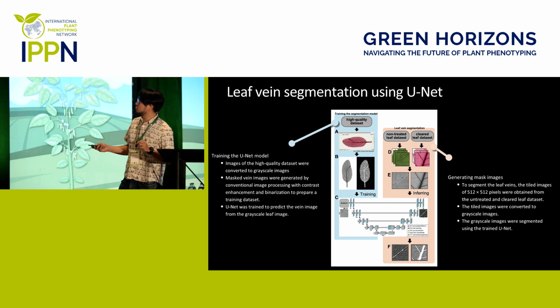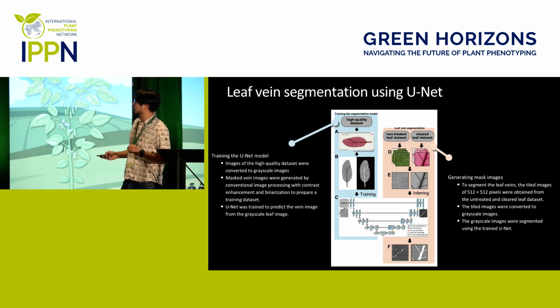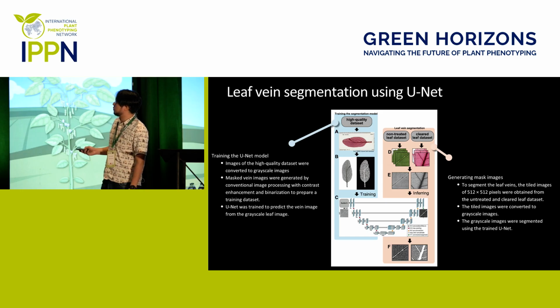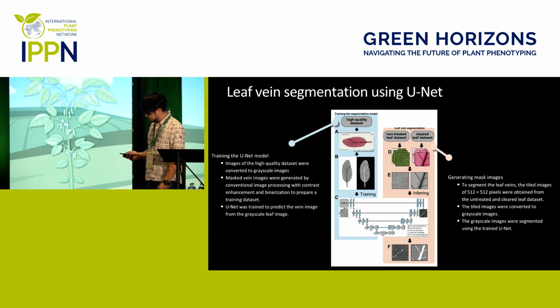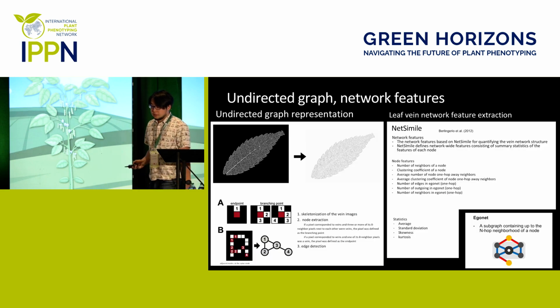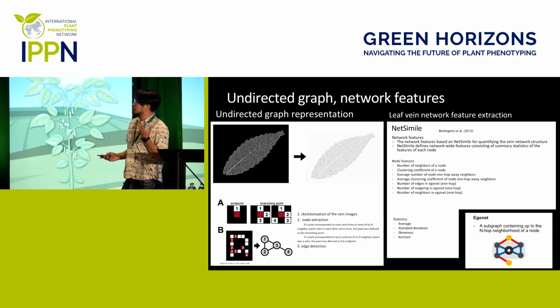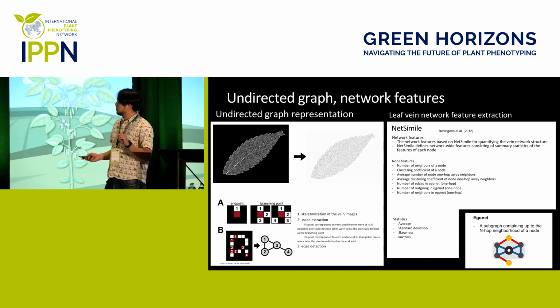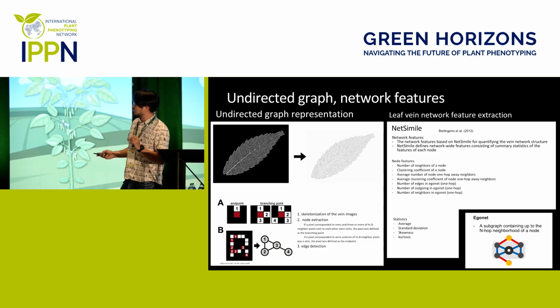Then, based on this training data, we train the U-Net model. The trained U-Net model can estimate the segmented leaf vein images from both the untreated and the cleared leaf data. From the segmented images, we extract the undirected graph representation. I skipped the details, but I'll briefly explain the process.